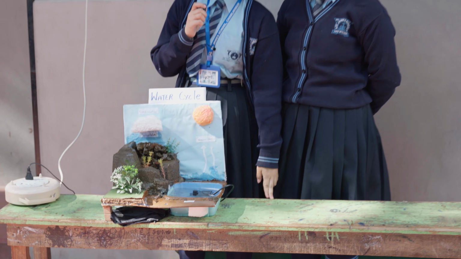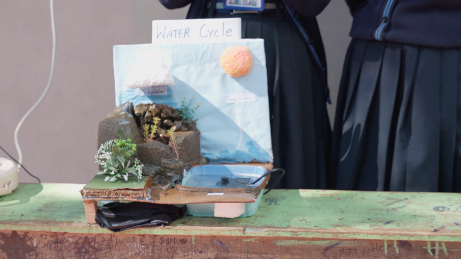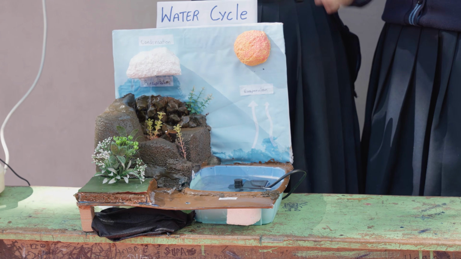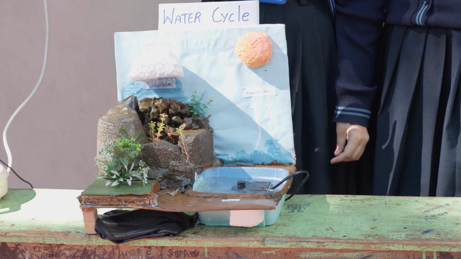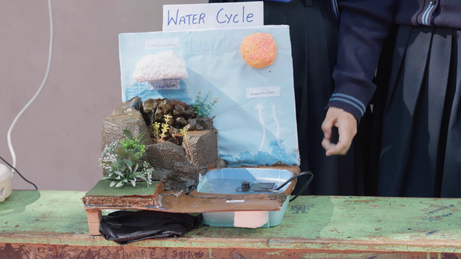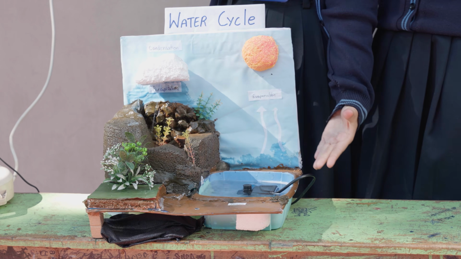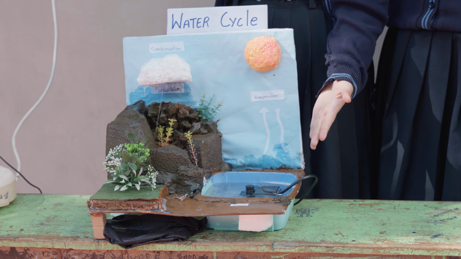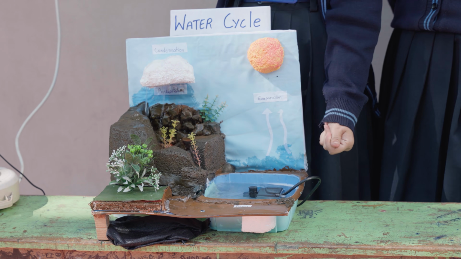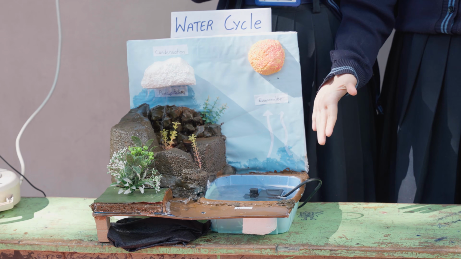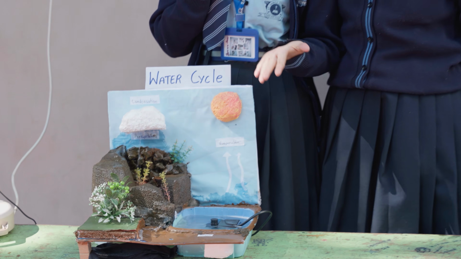The water cycle is the process by which water moves around on the earth again and again. First of all, evaporation. Evaporation is when the sun heats up the water and it turns into water vapor and rises up in the air.